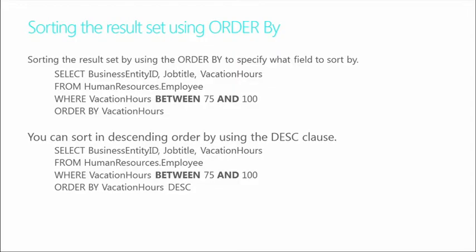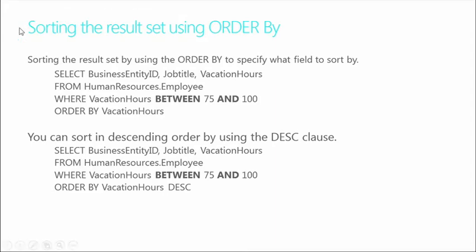So now I'm going to say if the vacation hours are between 75 and 100, I want to see those rows. So it's just another way for us to massage or slice and dice the data as it's being displayed. Now the bad thing right now is we're getting data dumped out to us, but we might want some sort of order to it. What we're going to do now is sort the result set using the order by clause.